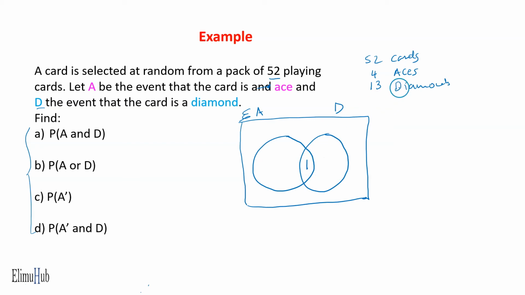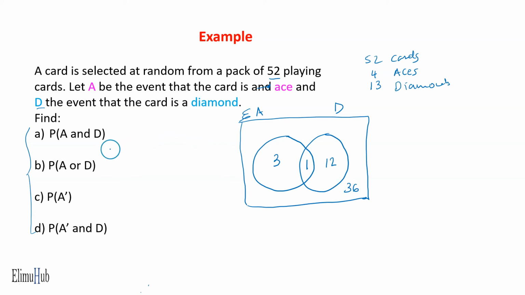And then we have 4 aces altogether. We have one that is already there, so that means we're going to have 3 here. We have 13 diamonds, but we have one that is an ace of diamonds. That means we have 12 here. Now don't forget what is left. We have 52 cards. Where will they go? Well, they go outside of the circles because they're not aces and they're not diamonds. So 52 take away what we have here, you'll have 36 cards outside.